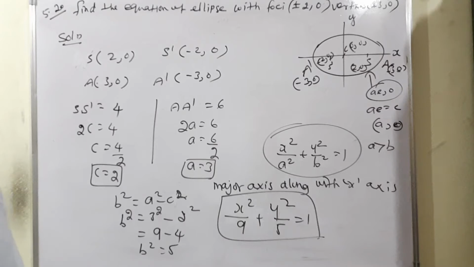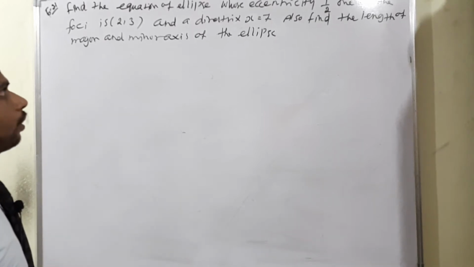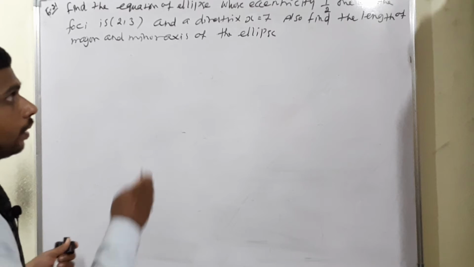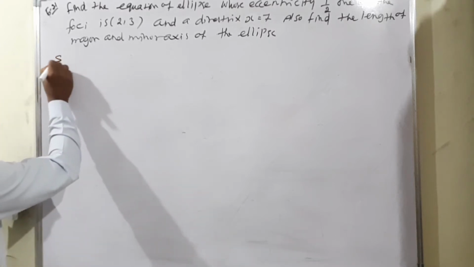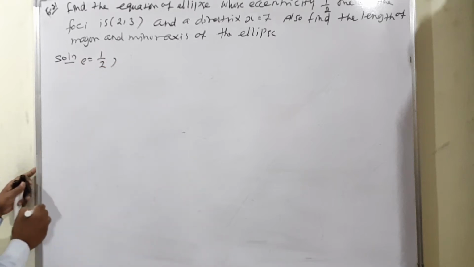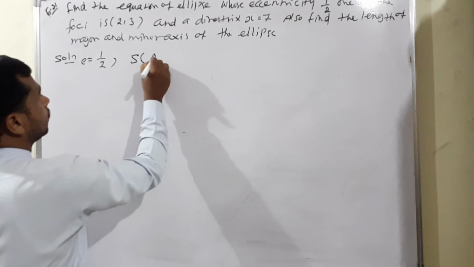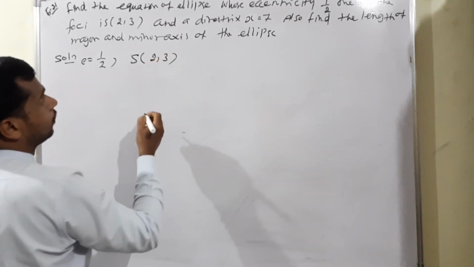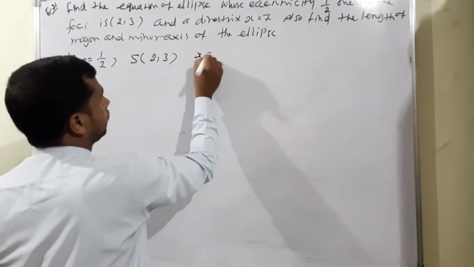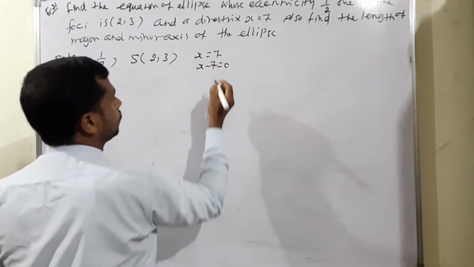Okay, I will continue with the next problem. Moving to example 5.2, question 1: find the equation of the ellipse whose eccentricity is given. The given value of eccentricity is e. Solution: e is equal to 1 by 2. The next one is the focus: S is 2 comma 3. Then the directrix is given as x equal to 7, which means x minus 7 equal to 0.